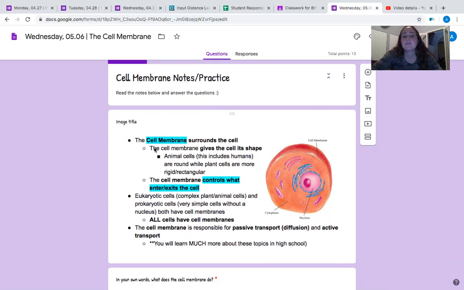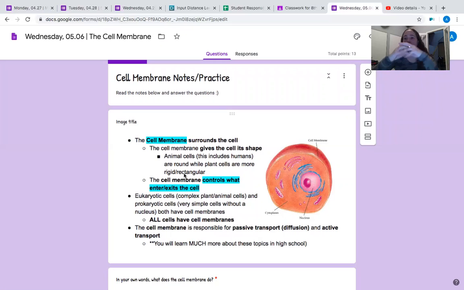Back to the notes. The cell membrane gives the cell its shape. So animal cells, which includes humans, are round, while plant cells are more rigid or rectangular. That's also because plant cells have something called a cell wall, which we can talk about later. The cell membrane, more importantly, controls what enters or exits the cell. Eukaryotic cells, which are complex plant or animal cells, and prokaryotic cells, which are the very simple cells without a nucleus, both have cell membranes. So all cells have cell membranes.